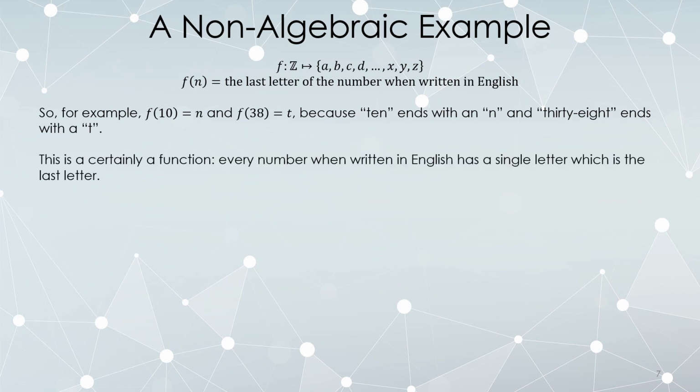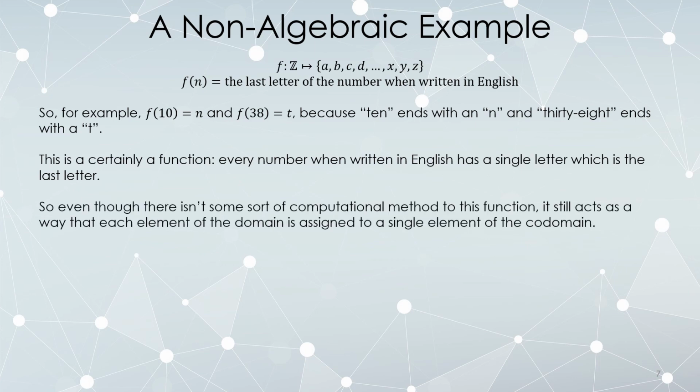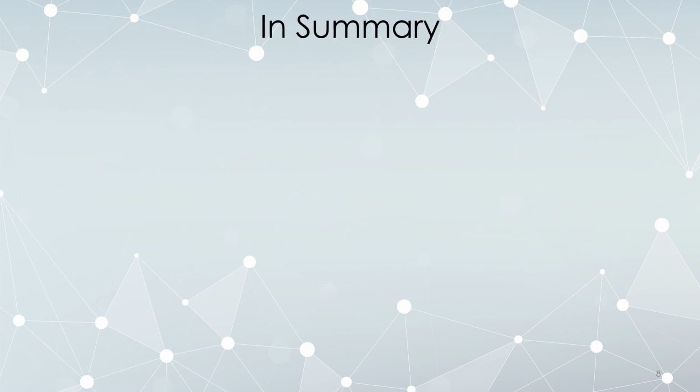It's certainly a function. Every number can be written in English, and every number does have a single letter, which is the last letter. So I can compute f of any number, and I'm only going to get out one letter. So I can plug anything in, and I only ever get one thing out. But it's not some sort of computational method. But it's still a function. It's a way of assigning to everything in the domain exactly one element of the codomain.